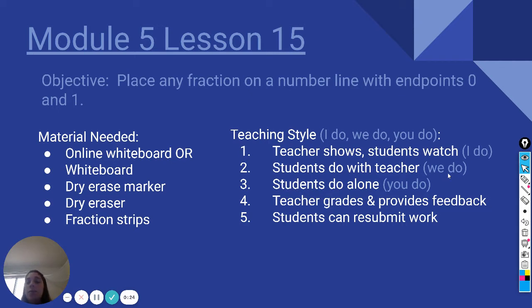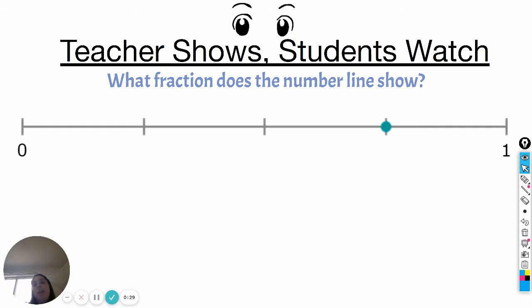The teaching style we're going to follow is where I do it, we do it together, and then you do it on your own. So this is going to be very similar to what we did the other day with identifying fractions on a number line, except when we were practicing, we were always making one jump to the first fraction. And you'll notice today that we are going to be identifying fractions that may take more than one jump, okay? So in this example, I have my number line.